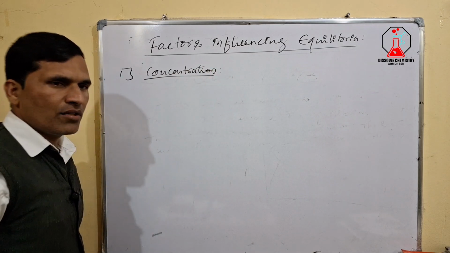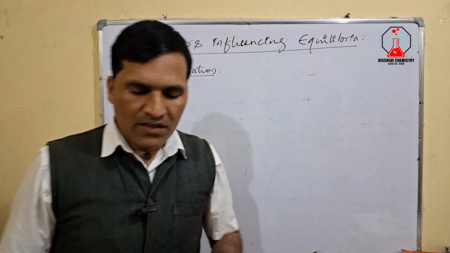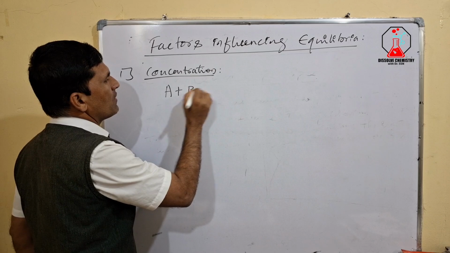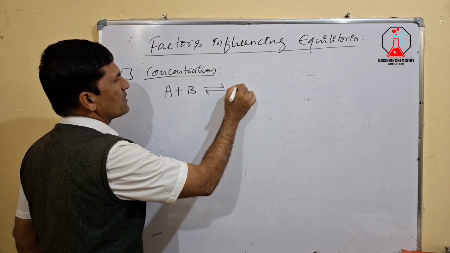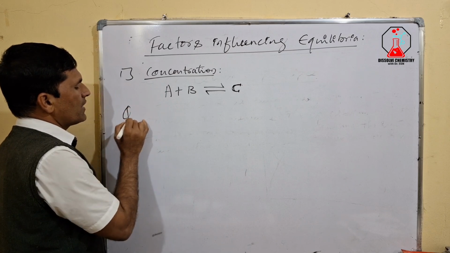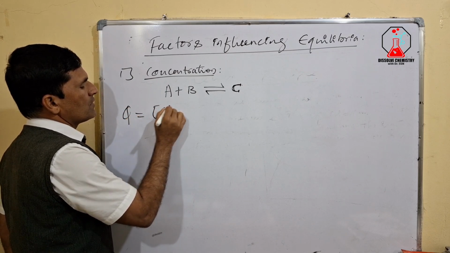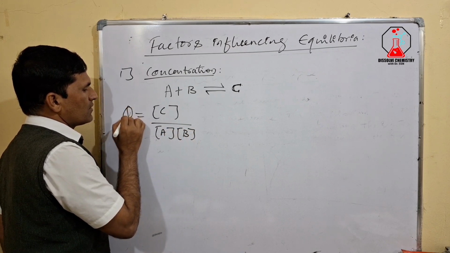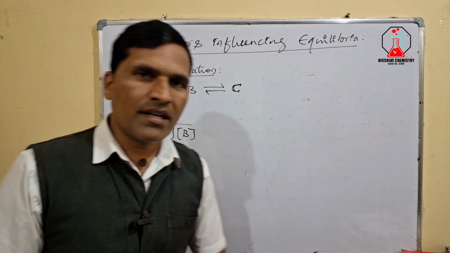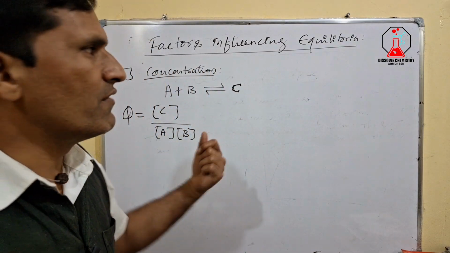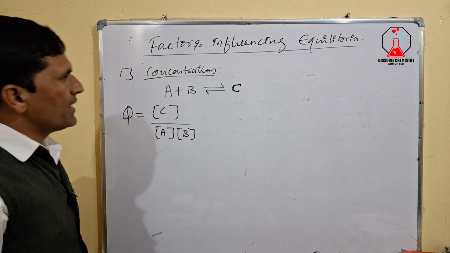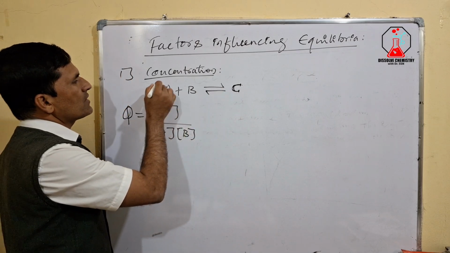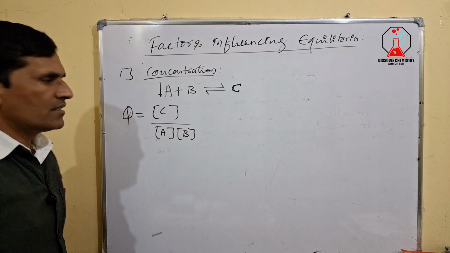In a simple way we will try to understand this. Suppose you take A plus B combining to give C reversibly. We take the equation Q equals C divided by A into B. This Q comes into the picture when you alter the concentration of either the reactant or the product. Both we will see. Now suppose the reaction is at equilibrium and we increased the concentration of one of the reactants. Then what happens?